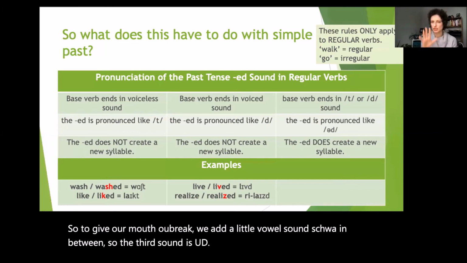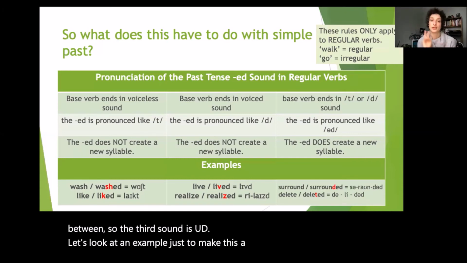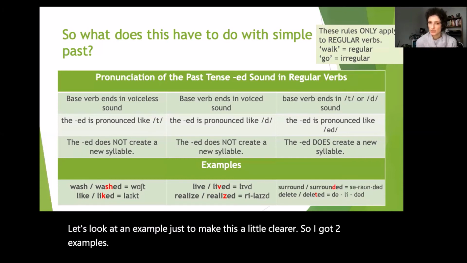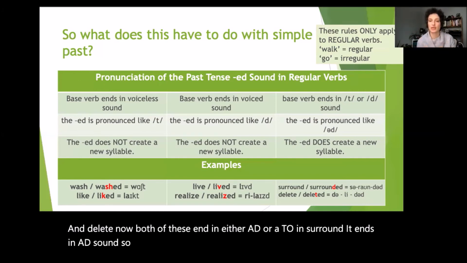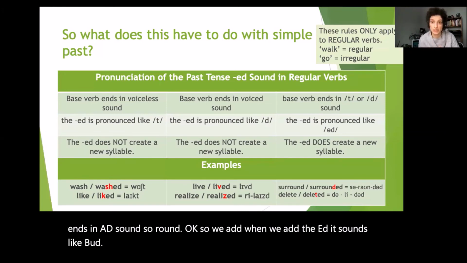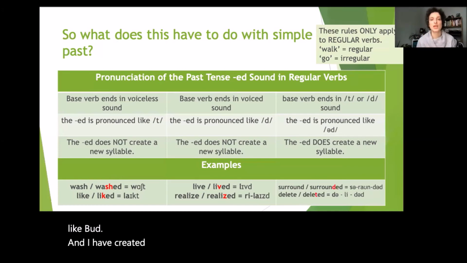Let's look at an example just to make this a little clearer. I've got two examples, surround and delete. Both of these end in either a D or a T. Surround ends in a D sound. So when we add the ED, it sounds like ud, surrounded. And I have created an extra syllable. Surround is 2 syllables. Surrounded is now 3 syllables.